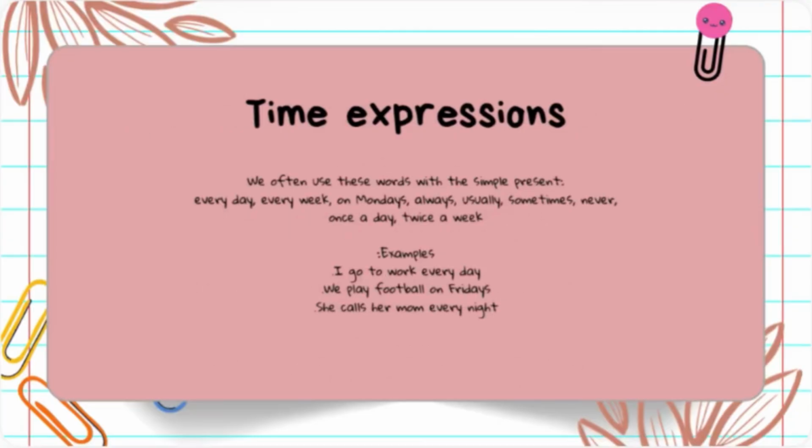Time expressions. We often use these with simple present. Every day, every week, on Mondays. Always, usually, sometimes, never. Once a day, twice a week. Examples, I go to work every day. We play football on Fridays. She calls her mom every night.